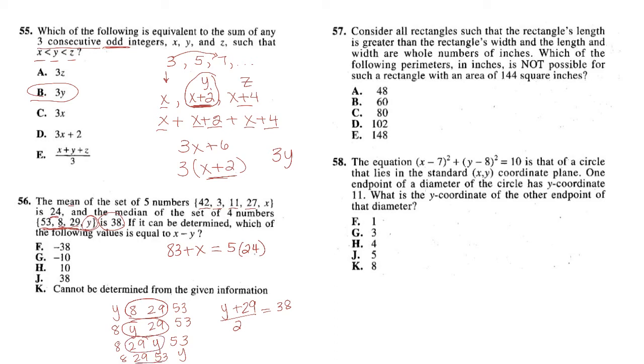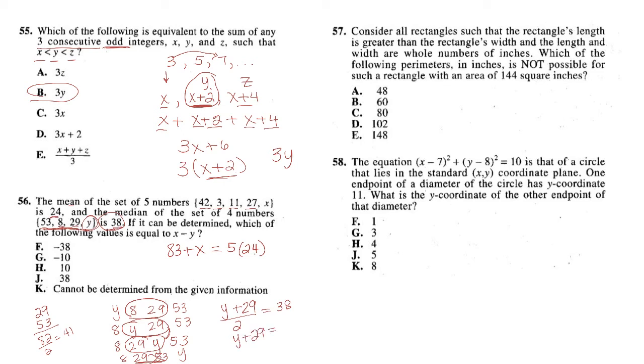And then the last thing I need to check would be 29 and 53. But the average of 29 and 53, let's see, that's going to add to be 82. And if I divide that by 2, I'm going to have 41, which is not 38. So it cannot be this. So there's going to be my 2 possibilities. And so now I just have an equation to solve.